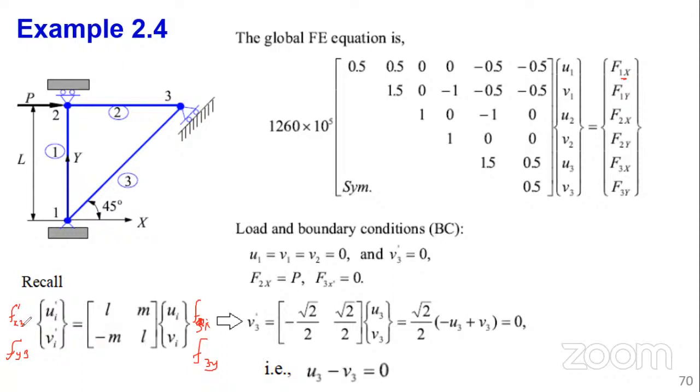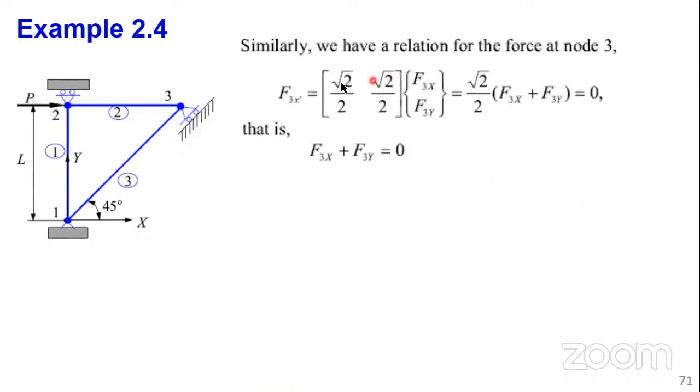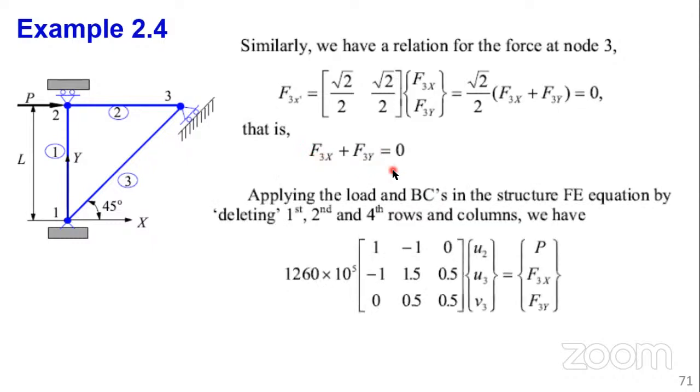So you're going to have F3X prime equals LM U3 V3. And this is what is here. Yeah, this is what we are doing here. F3X prime, LM F3, okay, 3 is equal to this. Again, we have been able to obtain a condition: F3X plus F3Y is equal to 0. So we can apply the boundary condition in the structure.